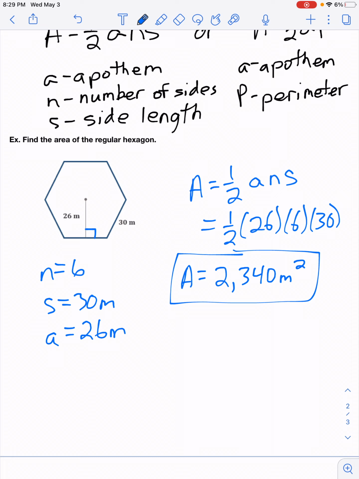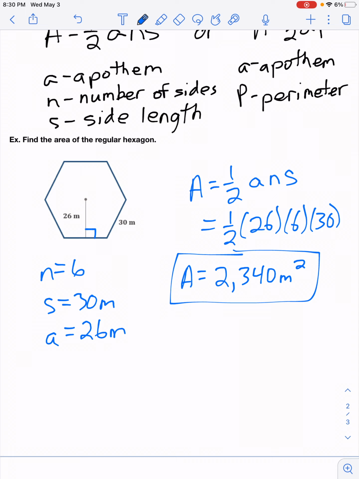So it's just finding those measurements, very similar to a trapezoid, parallelogram, kite, rhombus, square, rectangle, triangle, circle, like we've already done. Just a little bit of a different formula for regular polygons. So that's it for our notes for today.